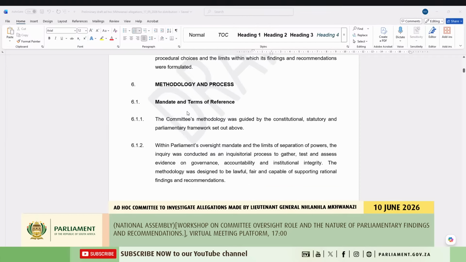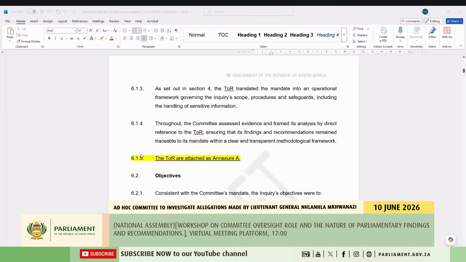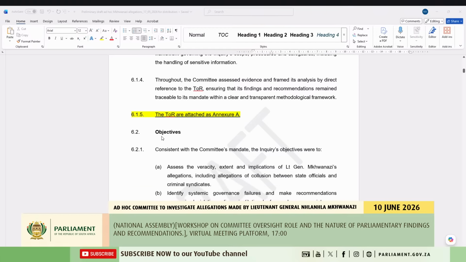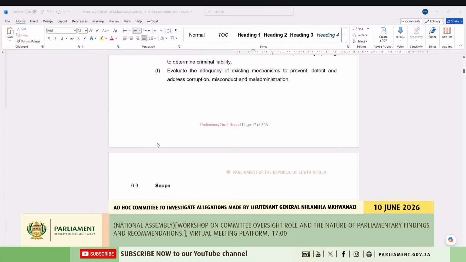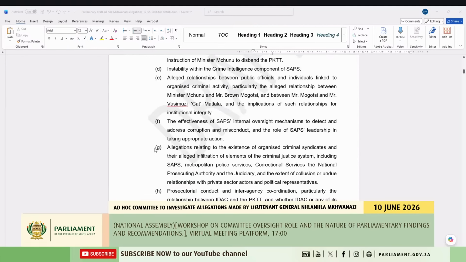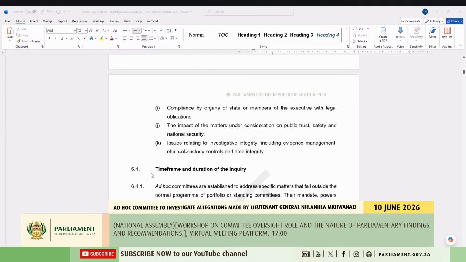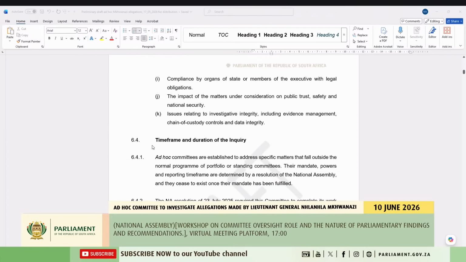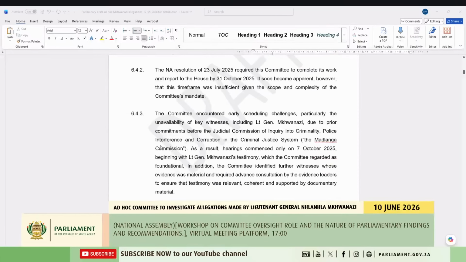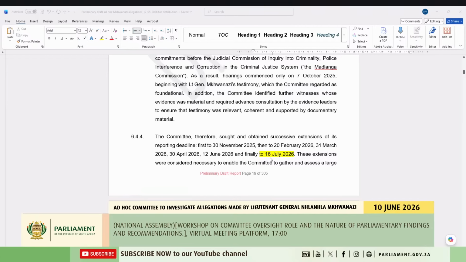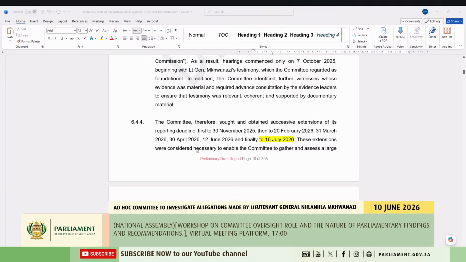Again, it deals with the mandate and terms of reference. Like Christine indicated, the terms of reference will be attached, amongst others, as annexures upon the determination of the committee. Also in section 6 are the objectives of the committee. Again, the scope of the committee in a bit more detail. The time frame and duration of the inquiry, highlighting the expected completion date of the ad hoc committee.